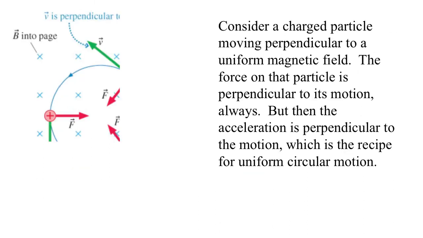All right, consider a charged particle moving perpendicular to a uniform magnetic field. The force on that particle is always perpendicular to its motion, and the acceleration is perpendicular to the motion and constant, which is the recipe for uniform circular motion. We have a constant force that's always perpendicular to our velocity, and that means circular motion.